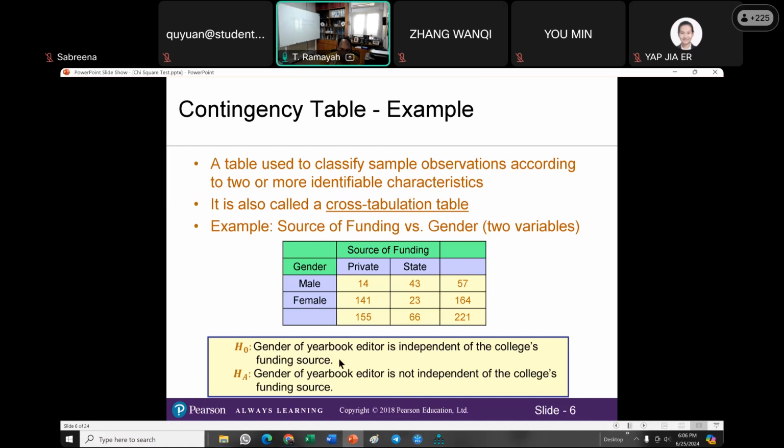So the null hypothesis states that the gender of the yearbook editor is independent of the college's funding source, and the alternate is that the gender of the yearbook editor is not independent of the college's funding source. The alternative you can also say is dependent. So this is independent, the alternate can be dependent. That is the null and the alternate hypothesis in a contingency table analysis.